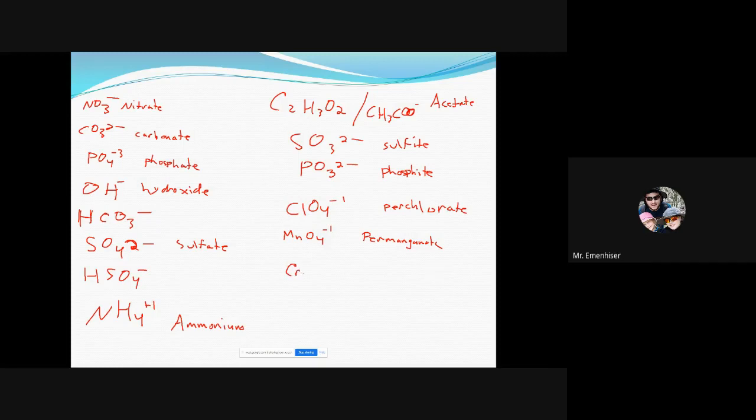CrO4 with a -2, I believe. I'm not positive, but CrO4 is called chromate. And then Cr2O7 with a -2 is called dichromate. And like I said, I'll get you guys a list, but these are the ions that we need to know. Let's see. I hit carbonate, phosphate, nitrate, ammonium, sulfate, phosphate. This is most of them.